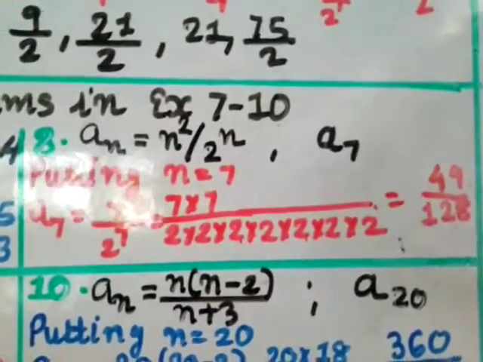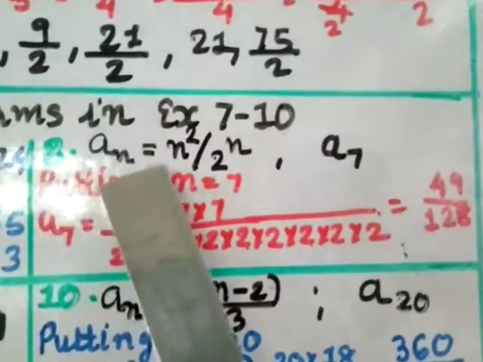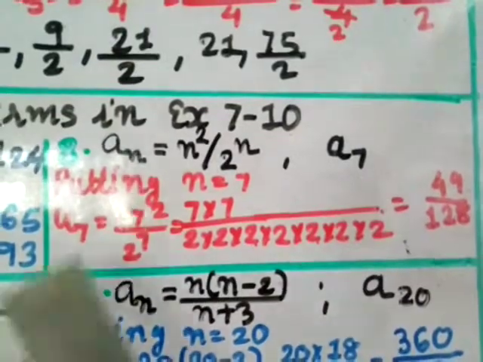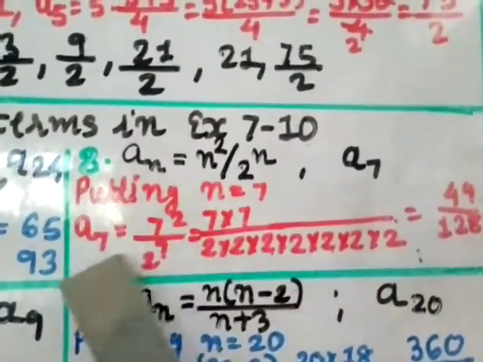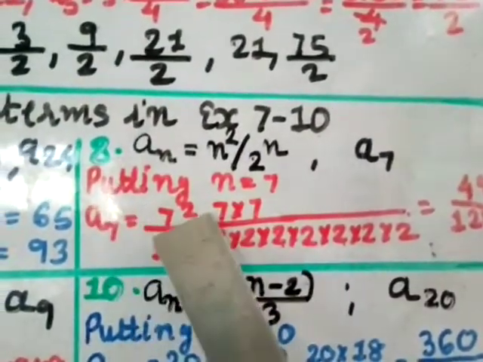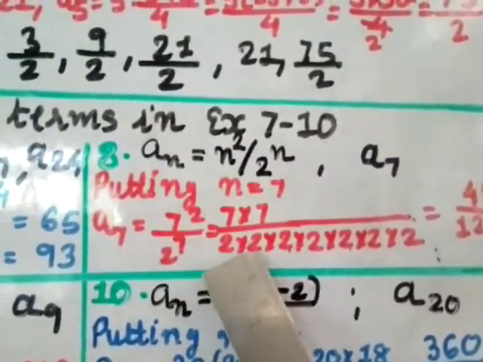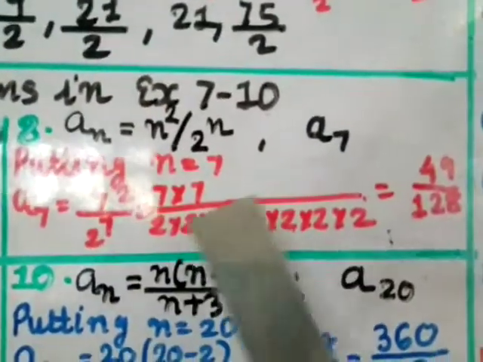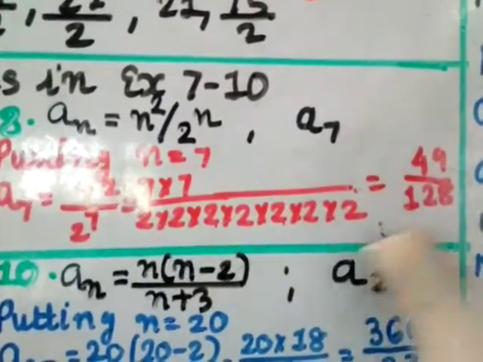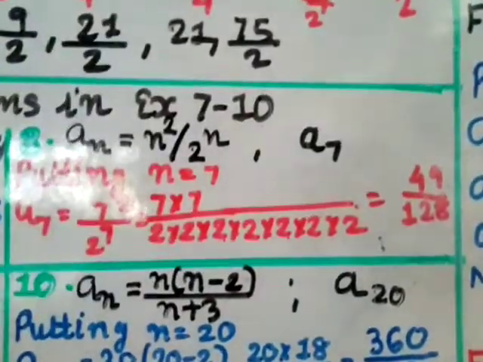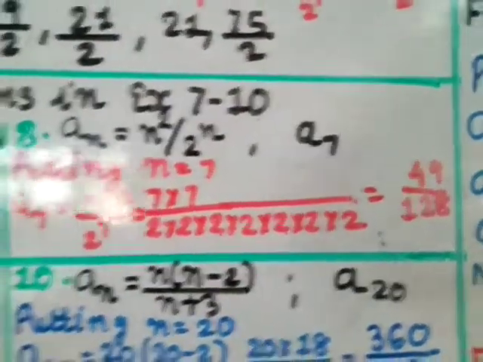Question number 8. The general term is given as an equal to n square by 2 power n, and you have to find A7, that is the 7th term. So putting n equal to 7, A7 equal to 7 power 2 divided by 2 power 7. 7 square is 7 into 7 and 2 power 7 is 2 into 2 seven times, right? 7 into 7 is 49, divided by this product, which is 128. So the 7th term in the given general term is 49 by 128.